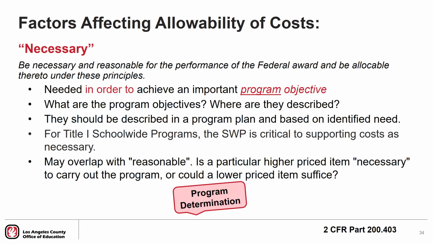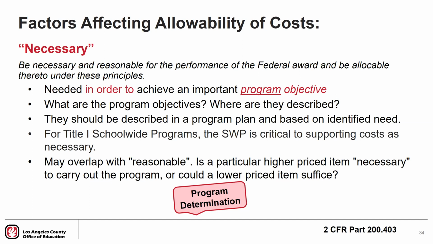So let's look closer at the first factor to consider affecting allowability of costs. Necessary. Is it necessary? To be allowable, a cost must be necessary for the performance of the grant. That means it's needed to achieve a program objective. So first, you need to know what the program objectives are. And this is often the basis for problems with determining allowability.